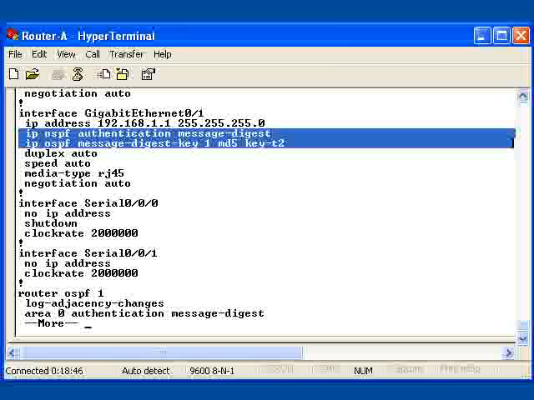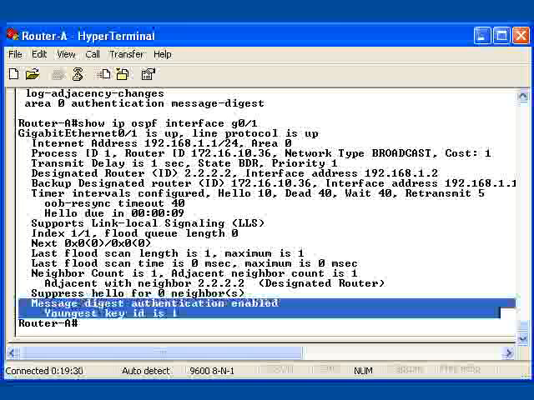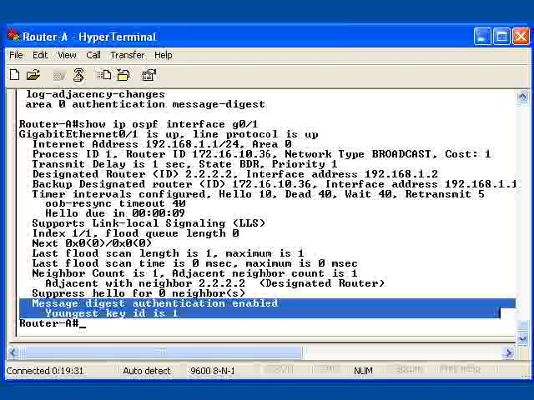The area 1 authentication router subcommand implements simple text password authentication for all the interfaces in Area 1 and does not require the ip ospf authentication interface subcommand.